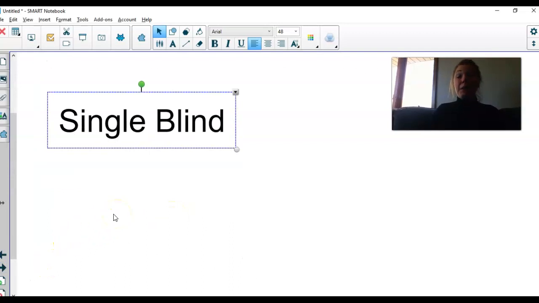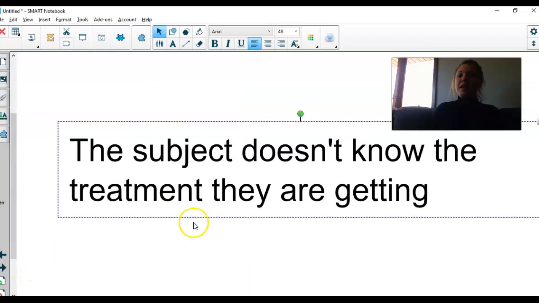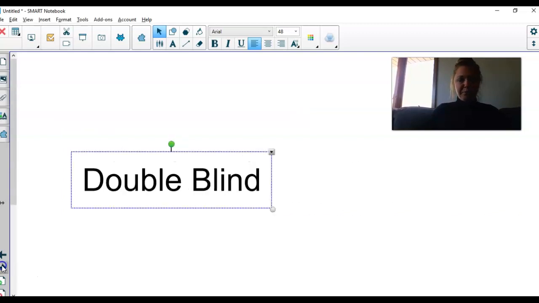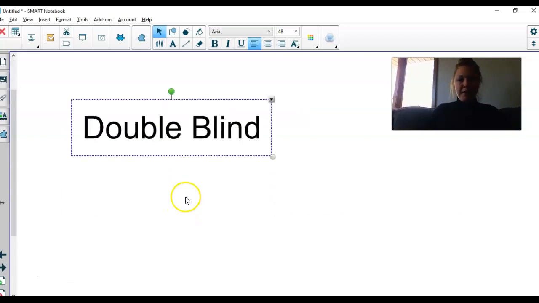A single blind experiment means that the subject doesn't know the treatment they are getting. But I do. Like if I'm going around, I know you're getting pill A versus pill B. I know exactly what pill A is. I know exactly what pill B is. You don't know what they are though. Okay, one could be a placebo. You don't know. Double blind, what is double blind?